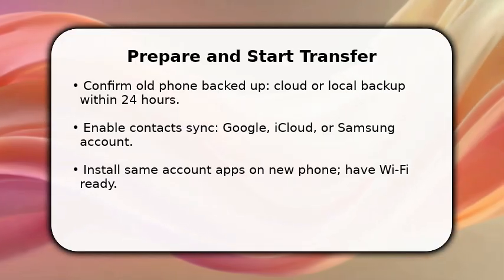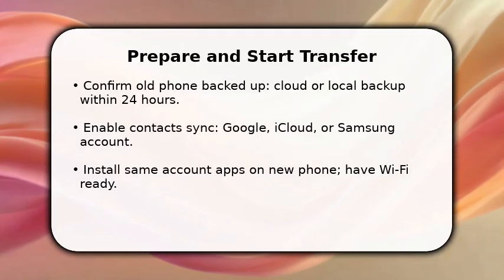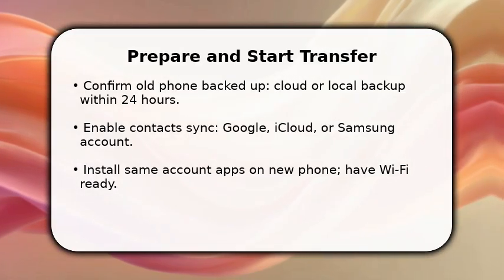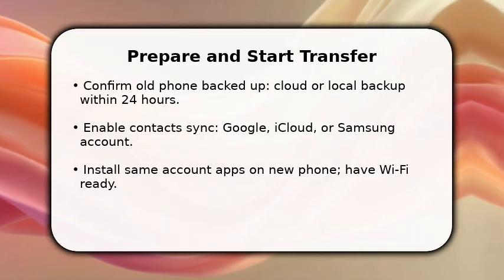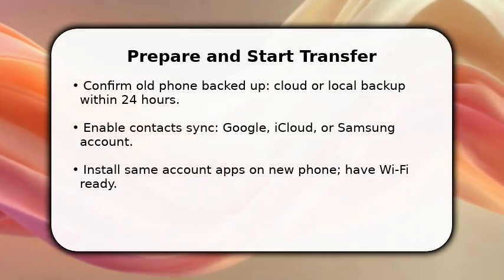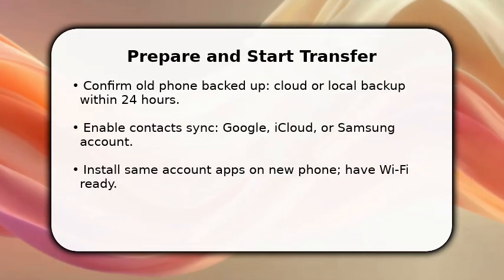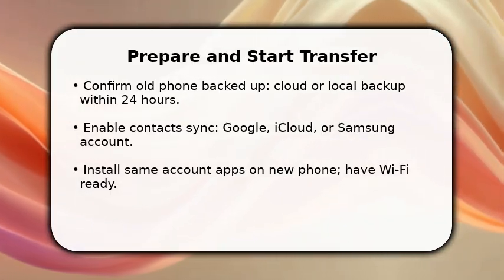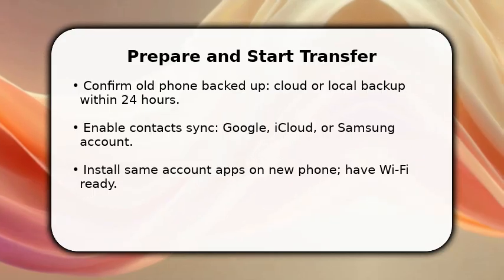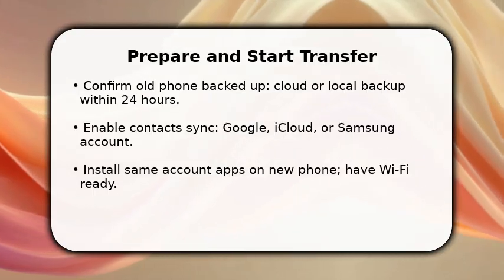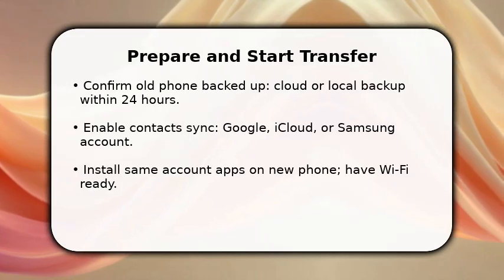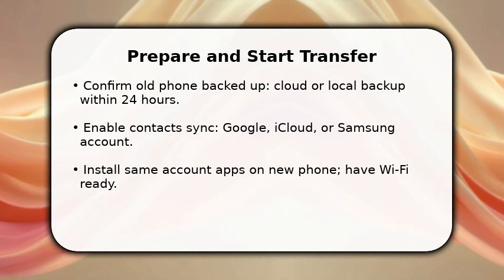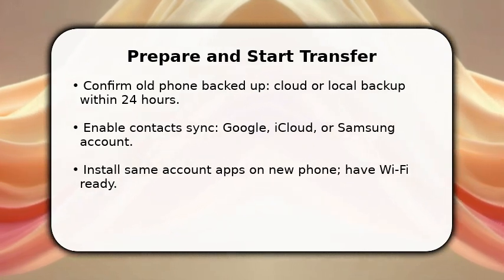You begin by ensuring the source phone is ready. Backup contacts to the cloud or a local file right now and enable contacts sync in account settings. Once done, sign into the same Google, iCloud, or manufacturer account on the new phone and install any companion apps for migration. Make sure both devices are on stable Wi-Fi and charged above 50%. This avoids interrupted transfers and ensures the contact list is current before you proceed to the actual migrations.